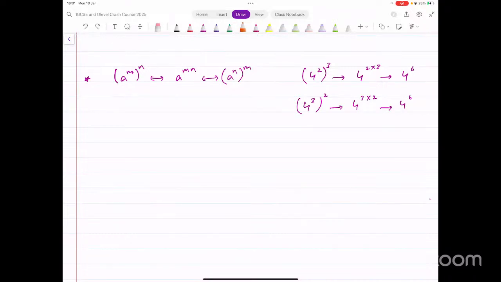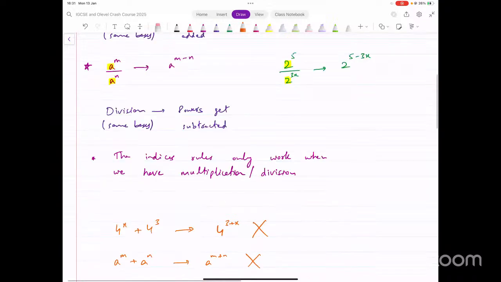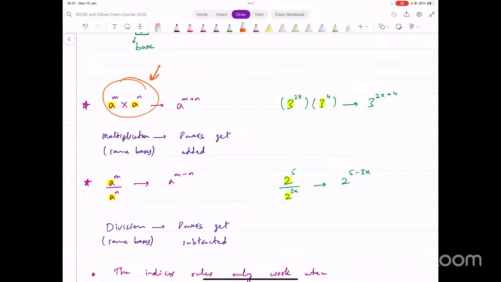Now, you have to be careful here with this error. If you have a raised to power m whole raised to power n, that is not the same thing as a raised to power m plus n. Do not add these powers. This careless error happens a lot, that when people have, for instance, x raised to power 2 whole raised to power 3, they end up writing this as x power 5 because they confuse this with this previous rule that we did when the bases were the same and powers were getting added.